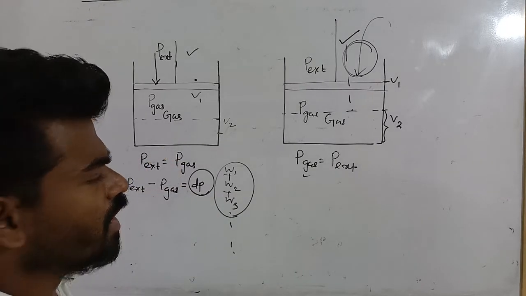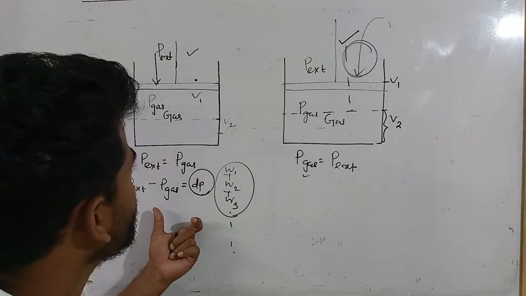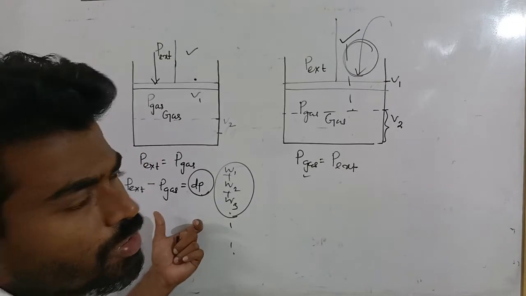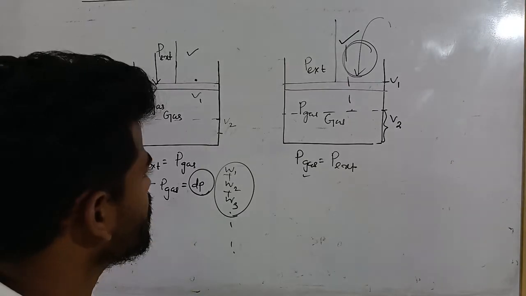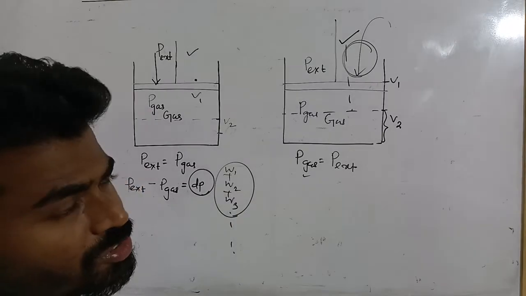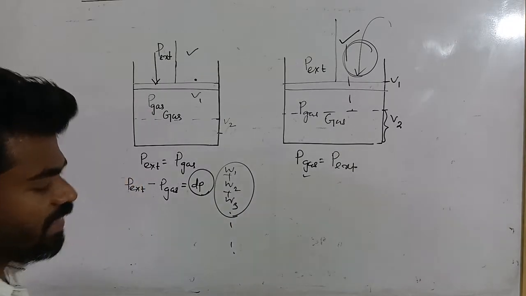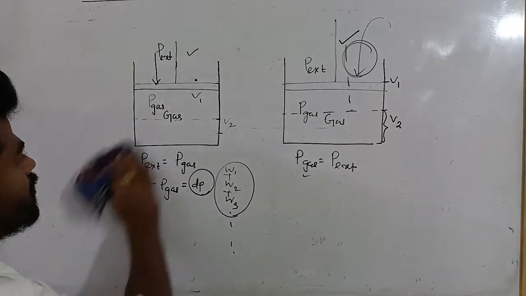Particularly this is an ideal process, and such a process is very difficult to realize. So in practice it is very difficult. This one is an ideal process, but this one is a spontaneous process. So let us differentiate between ideal gas and real gas first, then we will proceed further.